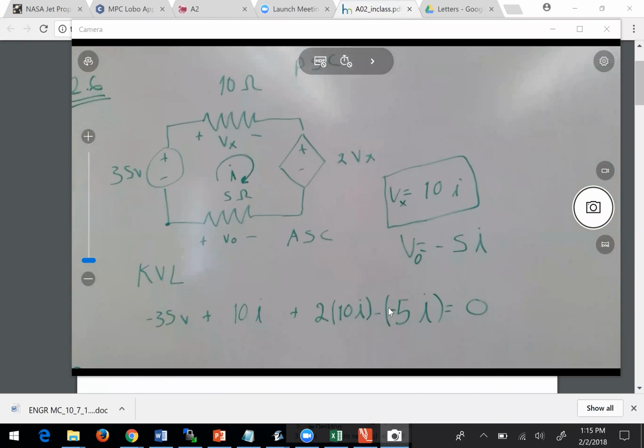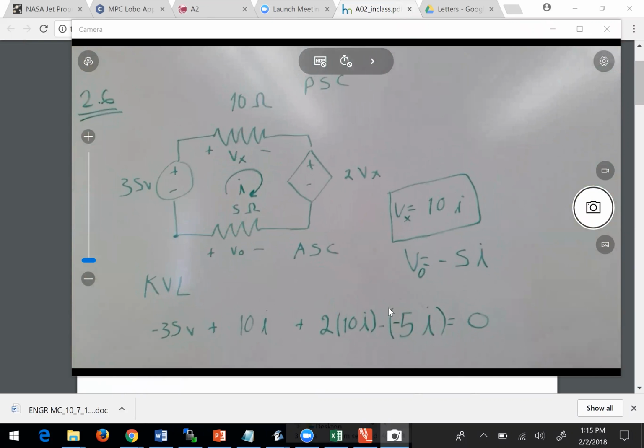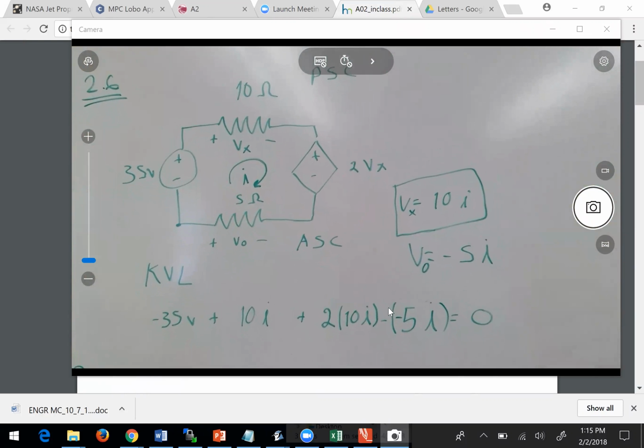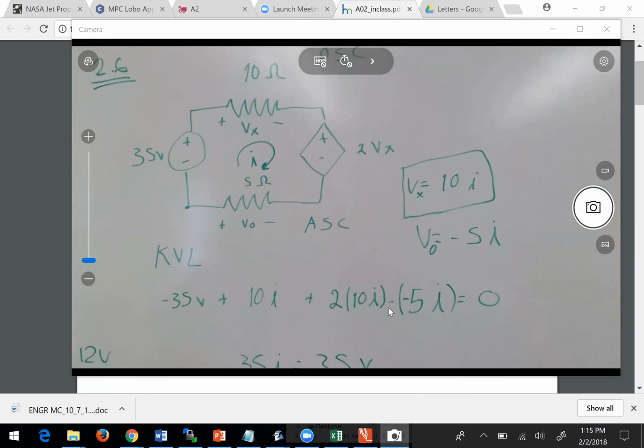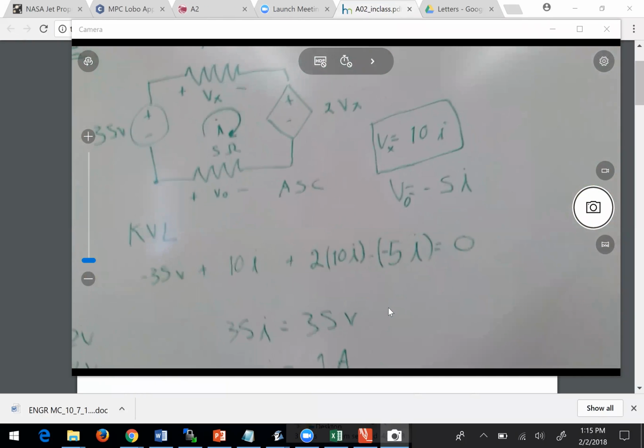They're doing the same thing on 2.6 with VO, right? Because when you propose an I, it's going to be going in the opposite direction. It's going to be going active sign for VO as well. So the same issue applies.